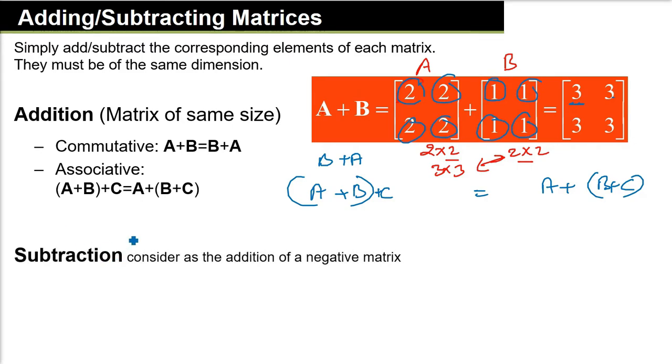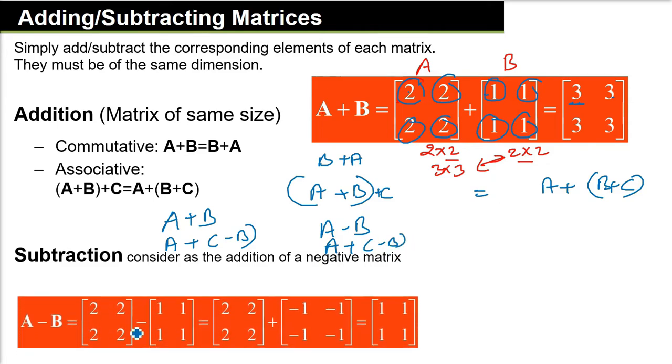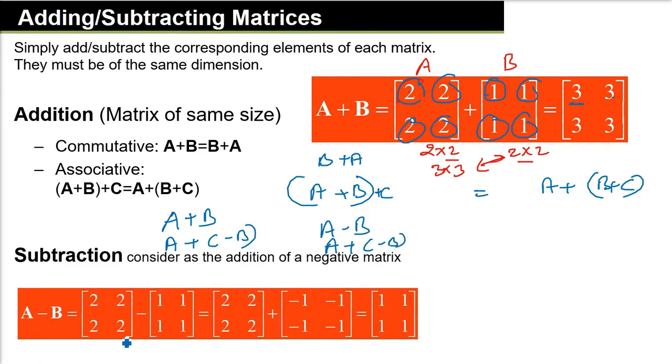What is subtraction? Subtraction is again the subtraction of the corresponding elements of two matrices of equal dimension. But normally we don't subtract, we add the negative of the other matrix. That is, we don't do A minus B, we do A plus minus B. So A minus B is nothing but A plus minus B. I'll just show you. So we have two matrices, A and B. Now we have to subtract it.